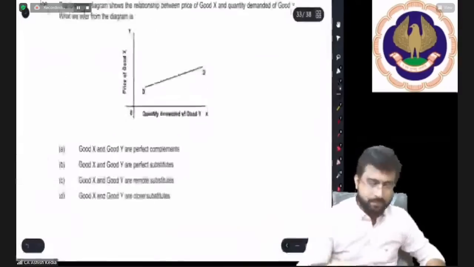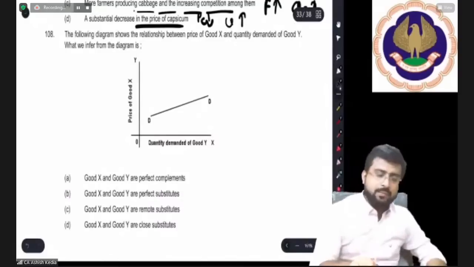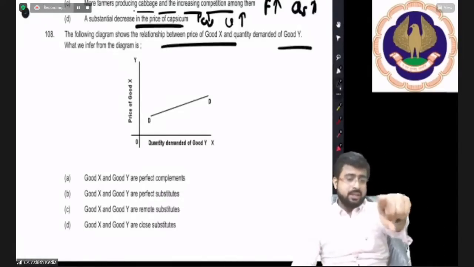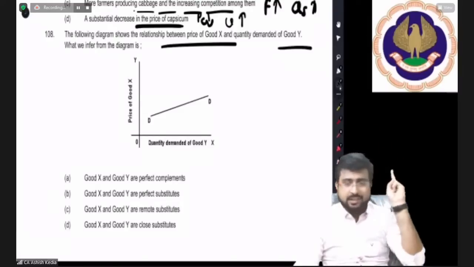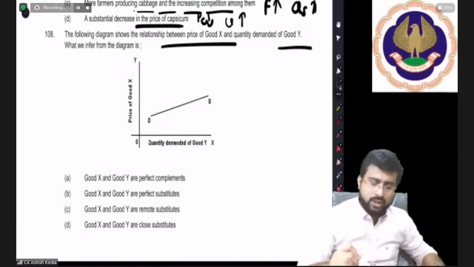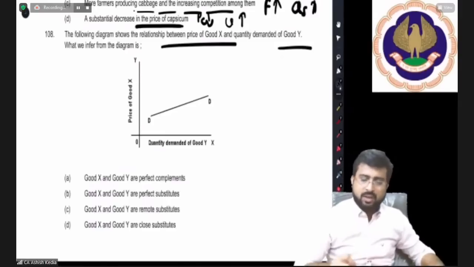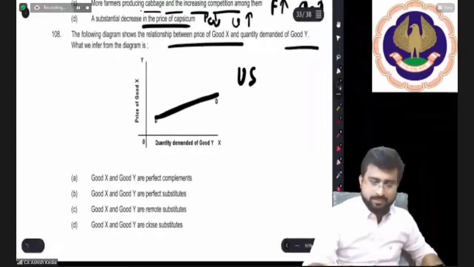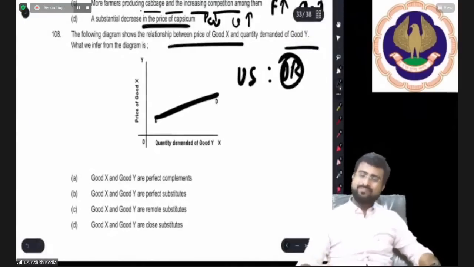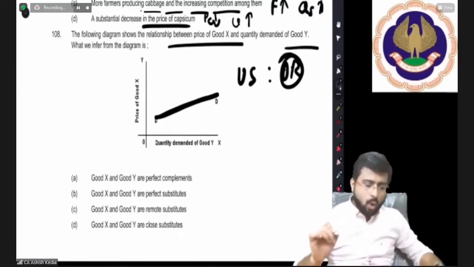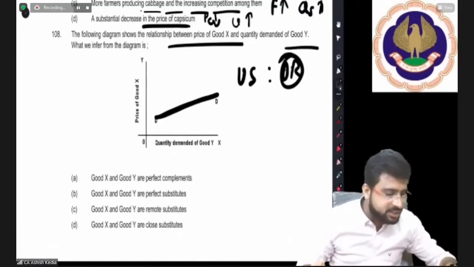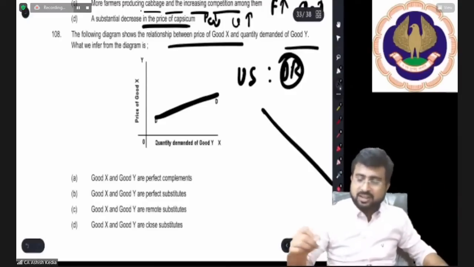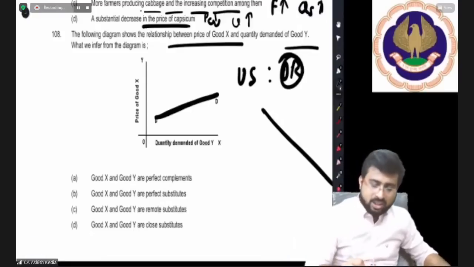Come on. The following diagram shows the relationship between price of good X and quantity of good Y. Come on, everybody. It's two different commodities. All right. What can you infer? There is a flat curve which is upward sloping. See, an upward sloping curve means direct relationship. Direct relationship exists only for substitutes. For complementary goods, the graph is downward sloping. So it cannot be complements.